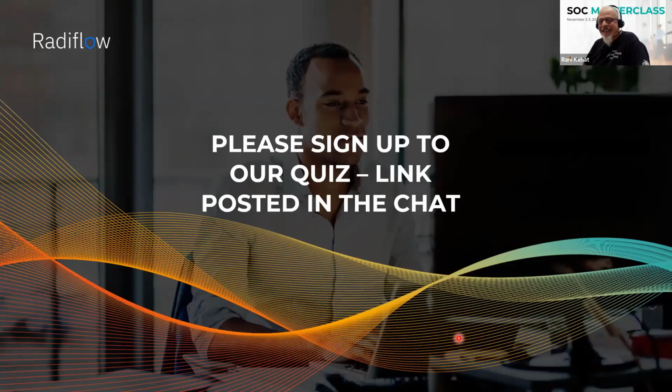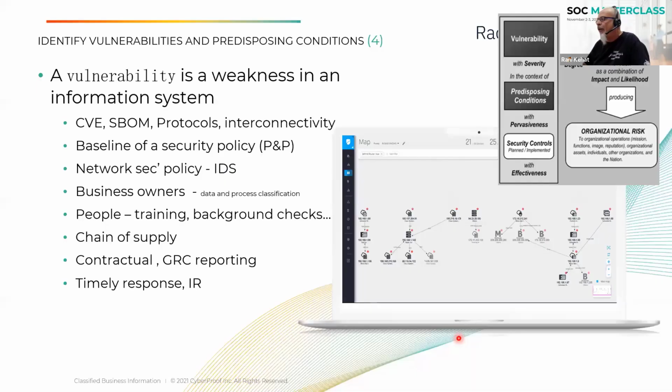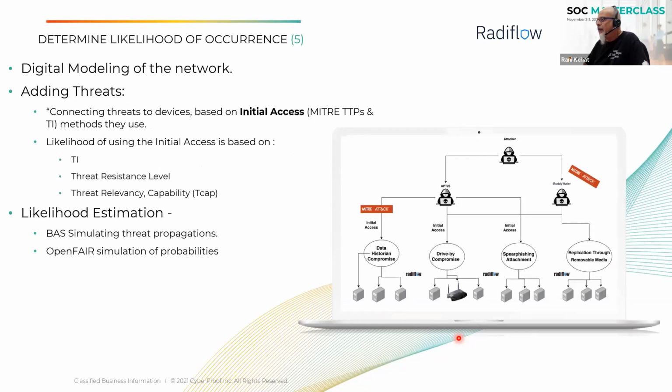Anyway, let's continue. We've got a few more slides. I think I've got another 4 or 5 minutes. So we've talked about the vulnerabilities. We map the vulnerabilities, and from there we start determining the likelihood. The likelihood is that we're taking all these different adversaries, as I mentioned before, using the MITRE framework, and simulating the way they work on your digital image.